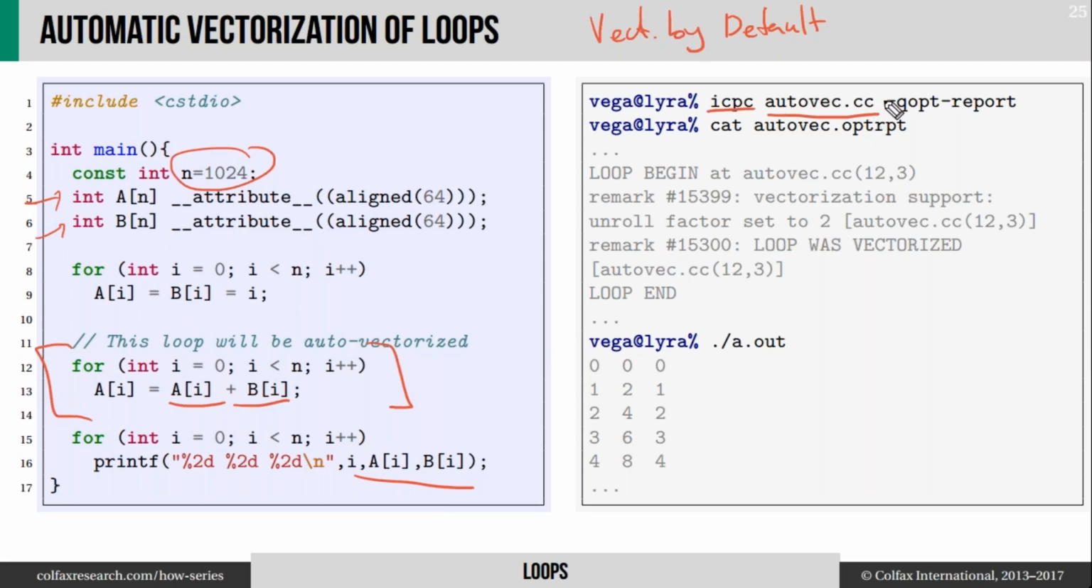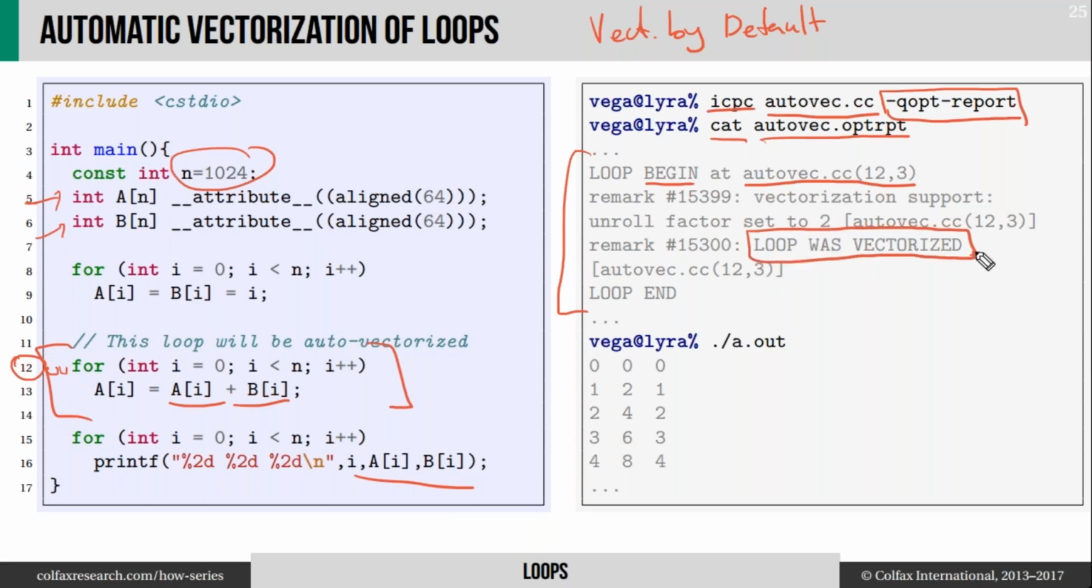But if I wanted to see what the compiler is doing, I could optionally indicate -qopt-report. With this argument, the compiler will produce a text file with the extension optrpt, and in this text file, I can find information about what was vectorized in my loop, in my code. I will see blocks like this: loop beginning at AutoVec line 12, column 3. Line 12 is this line. Column 3 is, well, simply because I have two spaces before this 4. Vectorization support, unroll factor. Oh, loop was vectorized. This is what I was looking for.